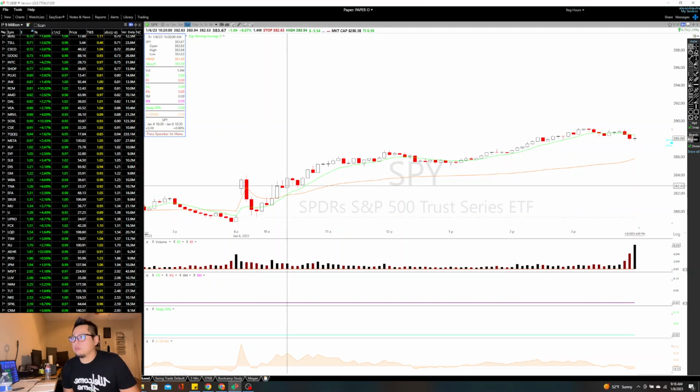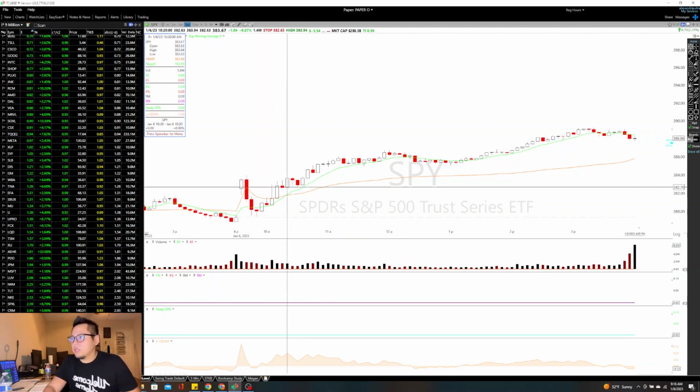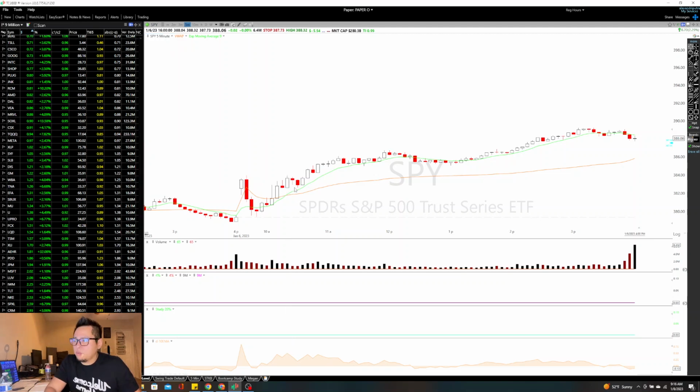So your entry would be somewhere around here, 383.94. Again, where the 9 EMA and the VWAP cross over. And then from there, now that we have essentially the results, it looks to be moving nicely up.